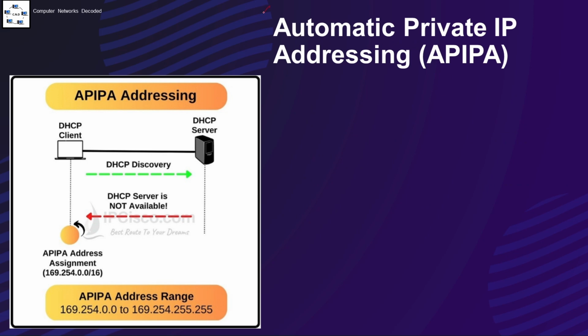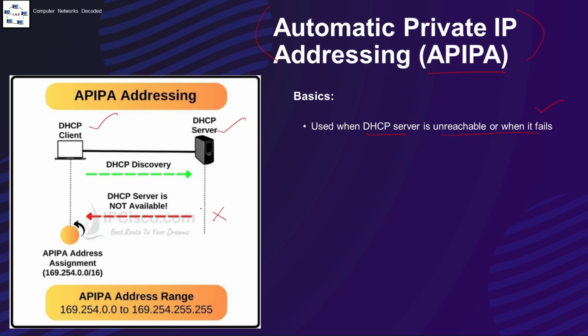Another concept is automatic private IP addressing, also known as APIPA. This is basically used when the DHCP server is unreachable or when it fails. For example, you have a client that is to be assigned an IP address through DHCP, or dynamically. The client requests the DHCP server, but the DHCP server is unavailable for any reason, or cannot assign an IP address to this client.